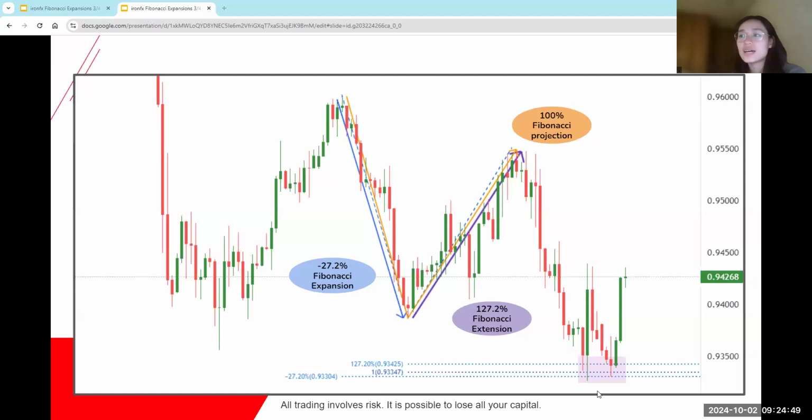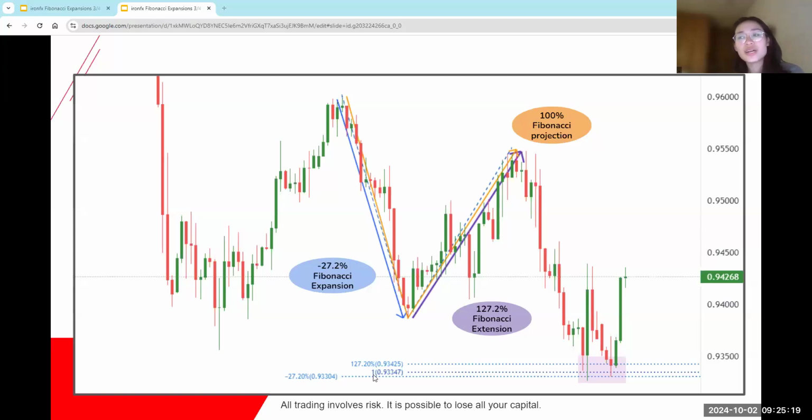Okay, and lastly, the 127.2% Fibonacci extension. So the purple arrow is basically where we draw the extension trend line. Okay, so the inverted Nike tick again is like this, and then it's the tail end over here. And we can see that all these three levels line up pretty nicely over here.